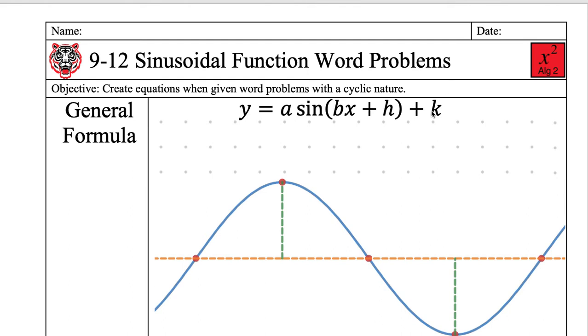We are on lesson 9-12 in Algebra 2. Today's date is Thursday, March 12th.